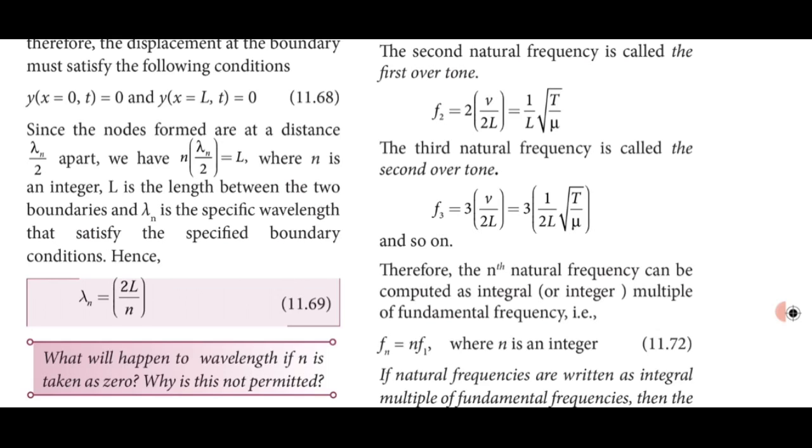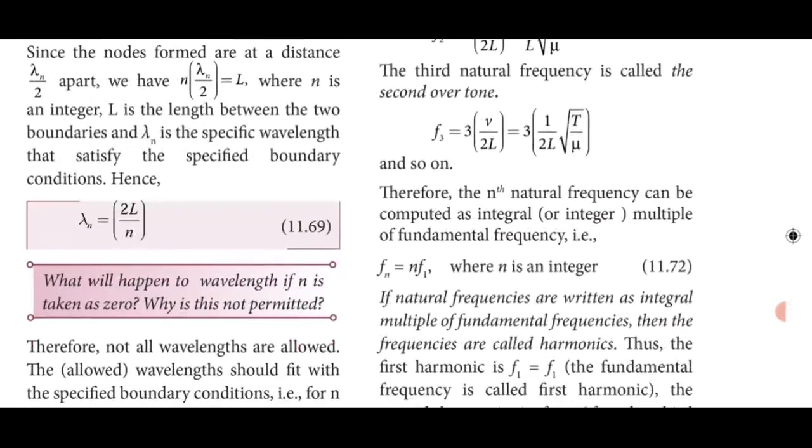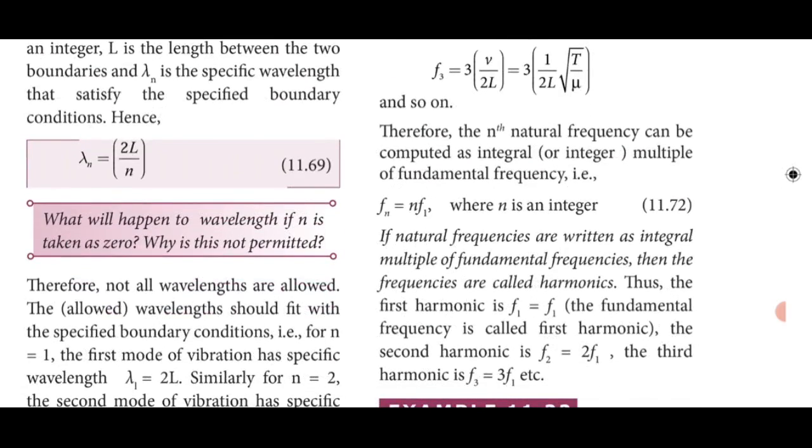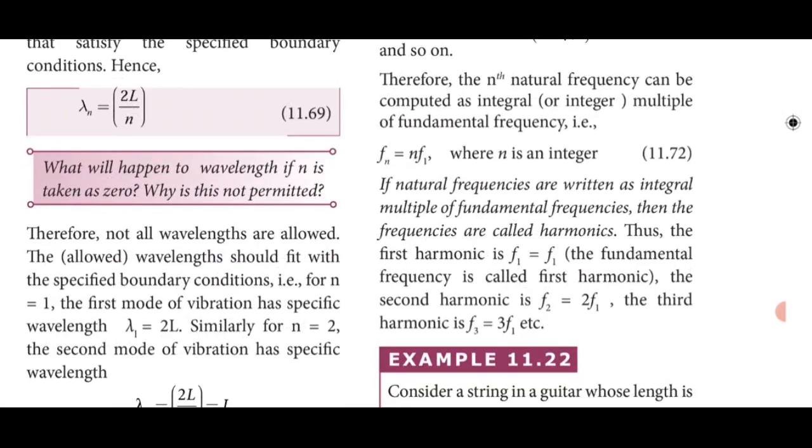The second natural frequency is F2 = (1/L)√(T/μ). The third natural frequency is called the second overtone, that is 3v/2L, which is 3 into 1/2L, where v is √(T/μ), and so on. The nth natural frequency is computed as an integral multiple of the fundamental frequency, so Fn = nF1.